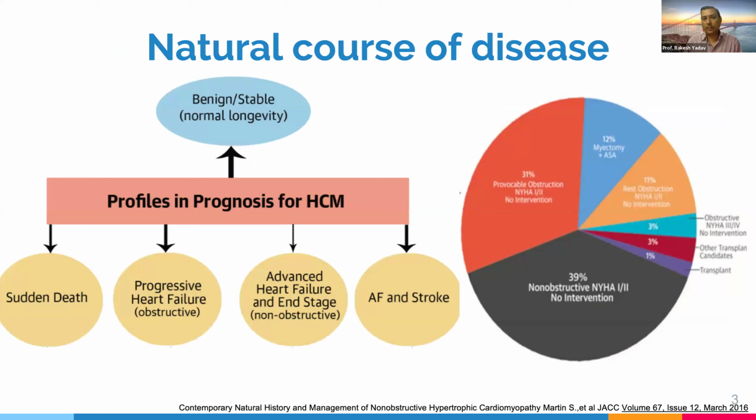Now, this is the natural course of history. It may be entirely benign, and I think more than 95% of non-obstructive hypertrophic cardiomyopathy goes a benign course, and people say that they have a normal longevity. However, a certain proportion of hypertrophic cardiomyopathy, especially the obstructive variety, will have sudden cardiac death and progressive heart failure, which sometimes, even in the non-obstructive form, may lead to a dilated cardiomyopathy-like picture. And the most important thing, AF incidence is very high and the chances of stroke are very high. So these are the 5 major prognostic profiles of hypertrophic cardiomyopathy.